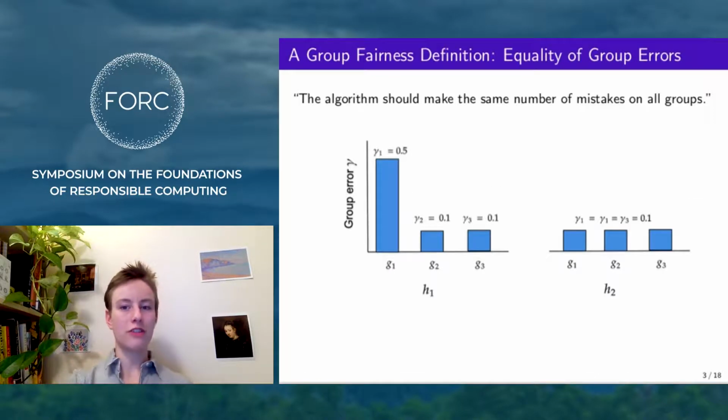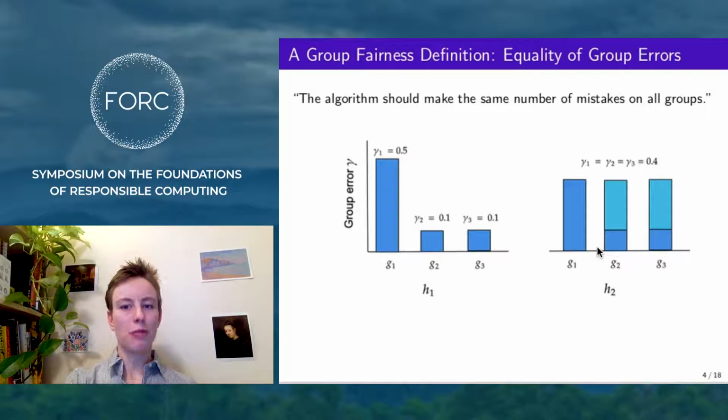One common definition of group fairness is equality of group errors. The algorithm should make the same number of mistakes over all groups. Thus, if gamma I is the group error of group I, hypothesis 1 would not be fair under this definition, since group 1 has substantially more errors than the other groups. But hypothesis 2 would be.